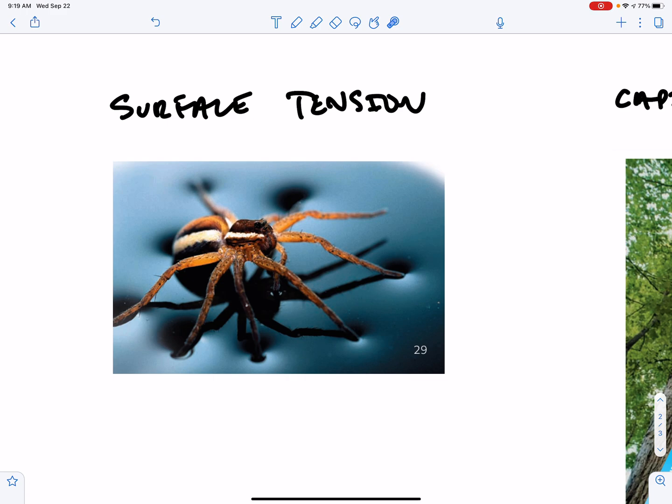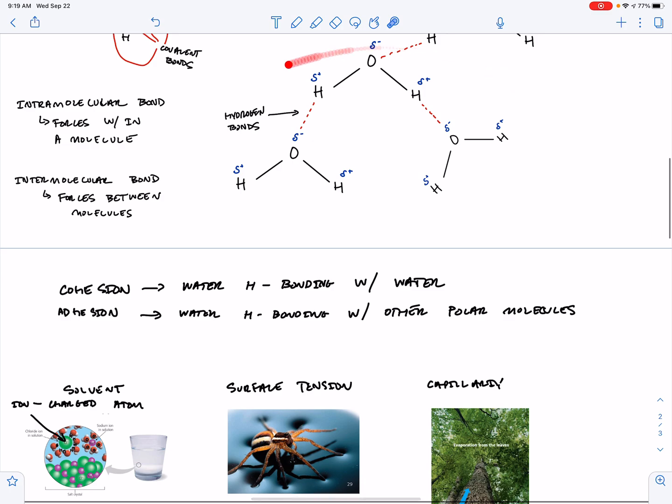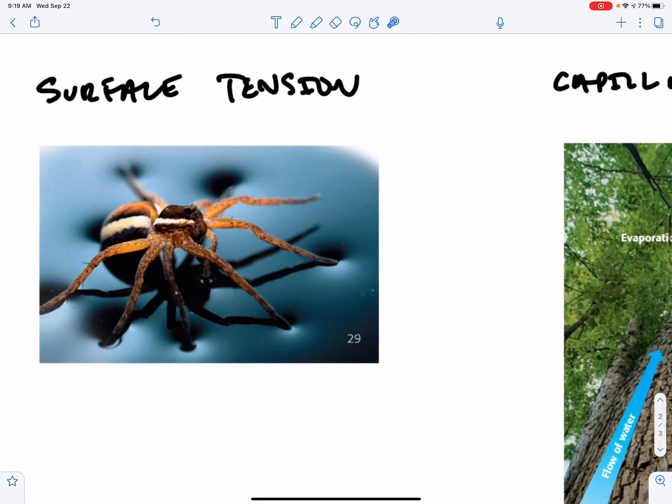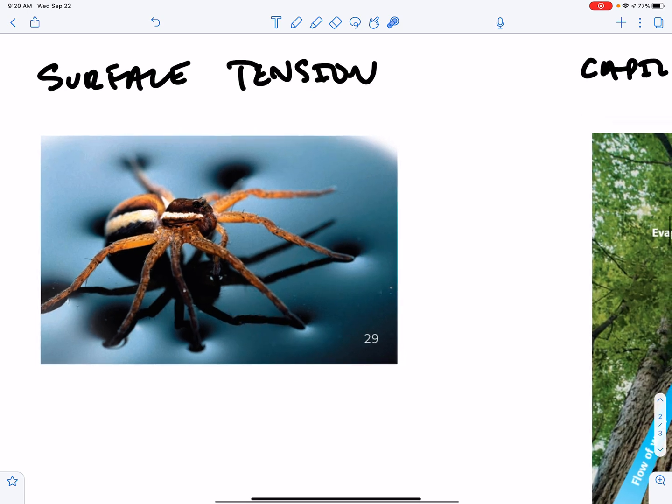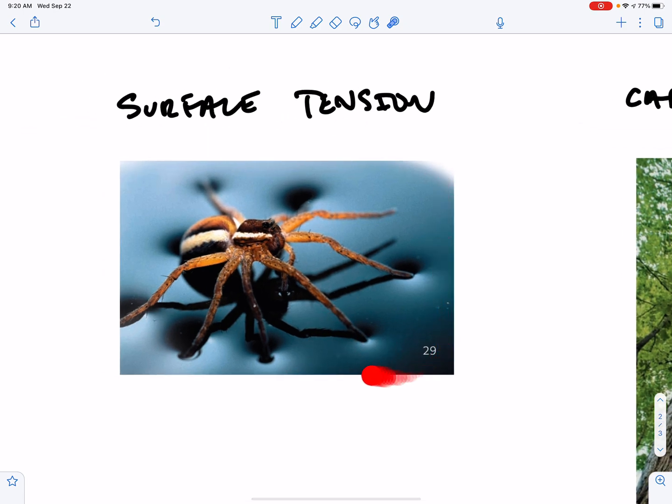And the reason why the spider is able to walk on top of the water is because these water molecules that are down inside the water here are very strongly bonded to one another because of this hydrogen bonding. So we have a whole network, a whole web, if you will, of water molecules bonded to one another inside of this water that's creating this really high surface tension. So this is an example of cohesion.